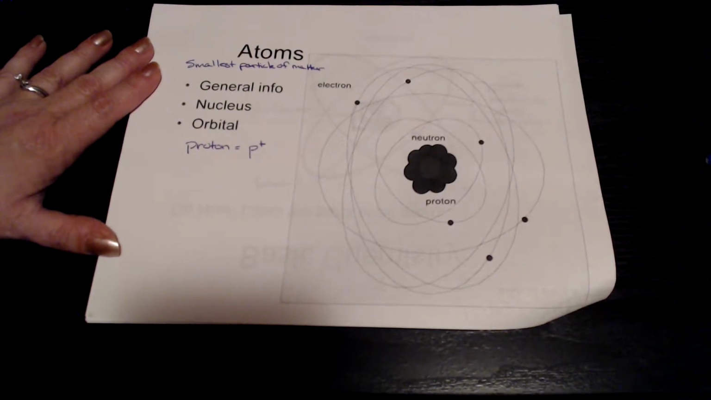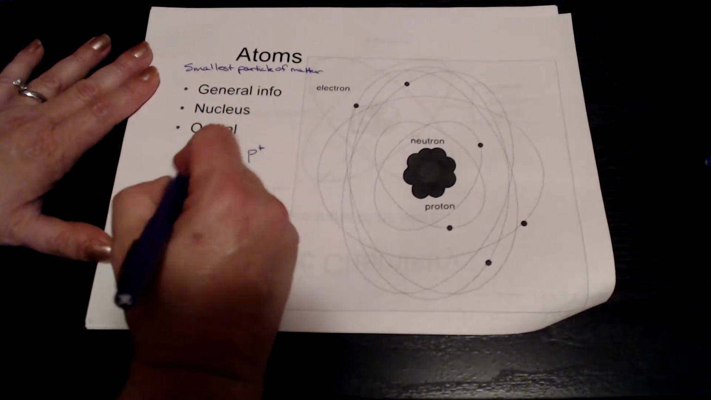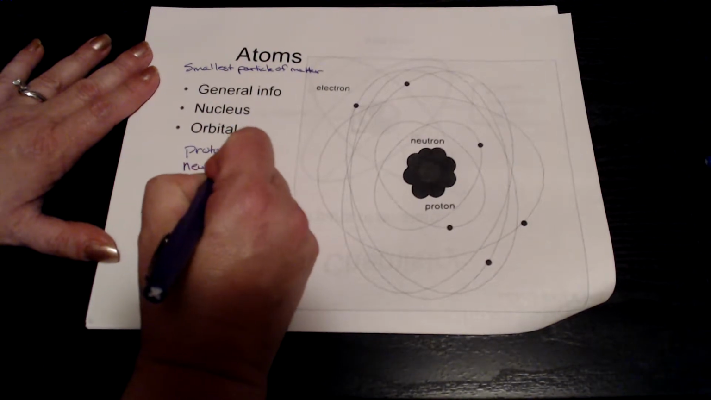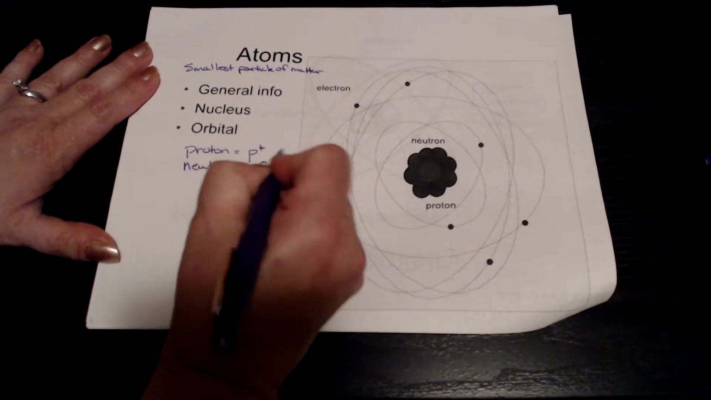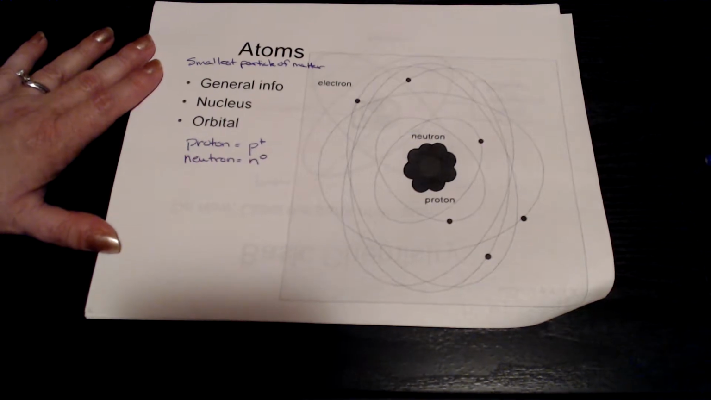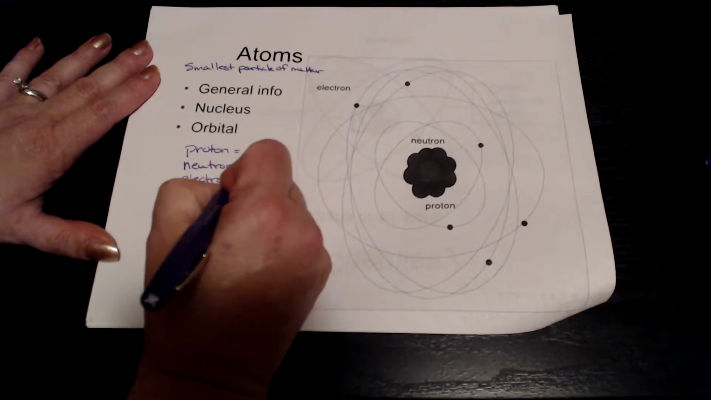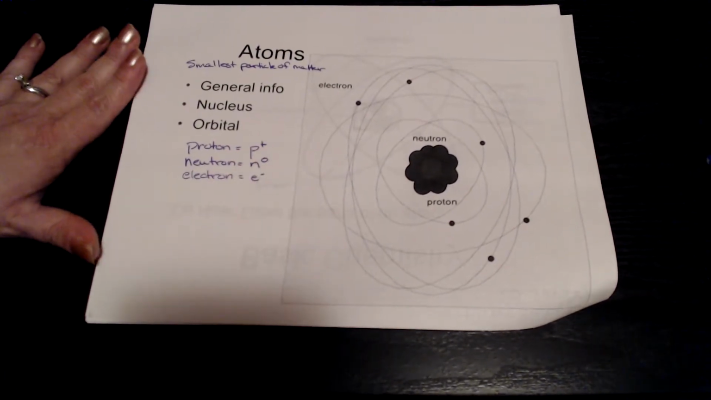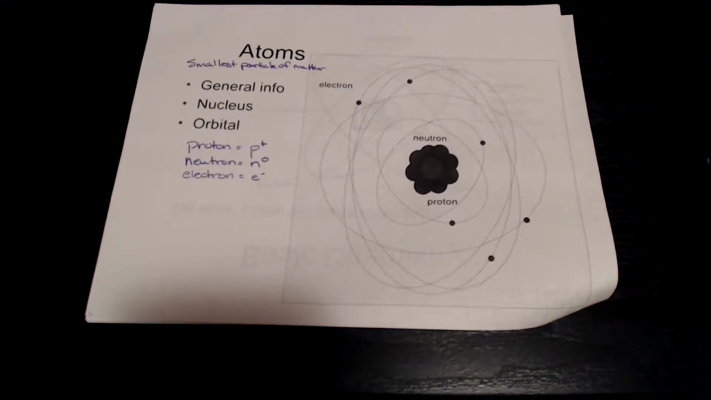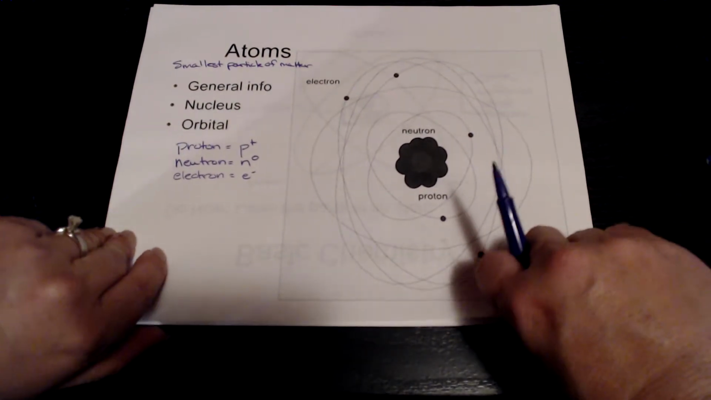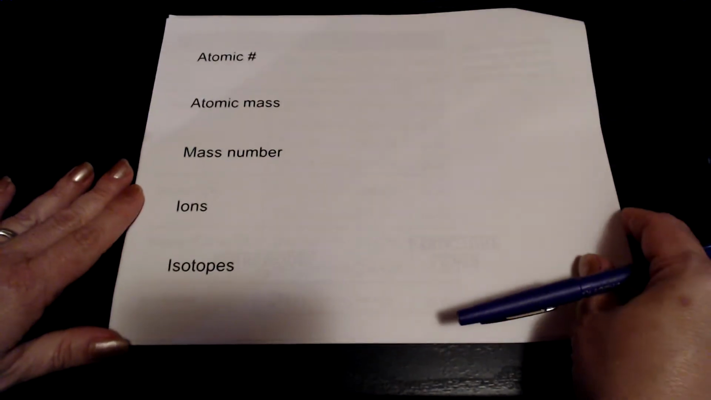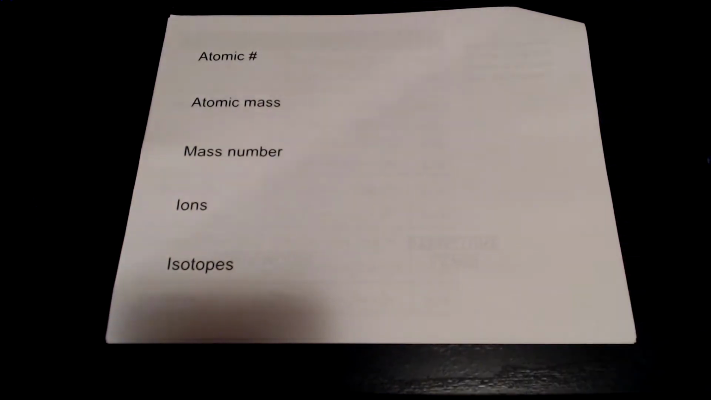Protons are written as a P with a plus sign. Neutrons are written as an N with an O or a 0, I guess. And electrons are an E with a negative sign. Okay, let's go into some of the more difficult vocab.